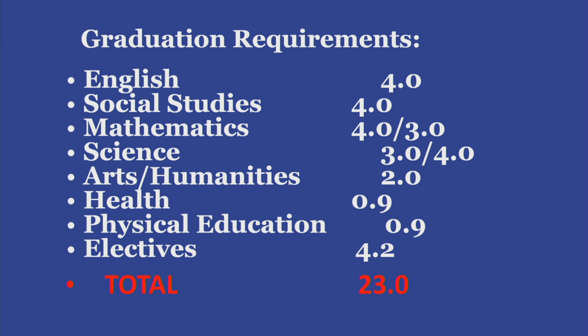All right, so next we're just going to review graduation requirements. So in order for you to get your diploma from North Penn, you need to have a total of 23 credits. You'll see here that we need 4 credits in English, social studies 4, and then math and science, you need 7 between the two. So it's going to be up to you. You can either take 3 credits in math and 4 in science, or do it the other way around, 4 in math, 3 in science. And then arts and humanities, 2 credits, health, 0.9, physical education, 0.9, and electives, 4.2. And like I said, that will total the amount that you need to graduate, which is 23.